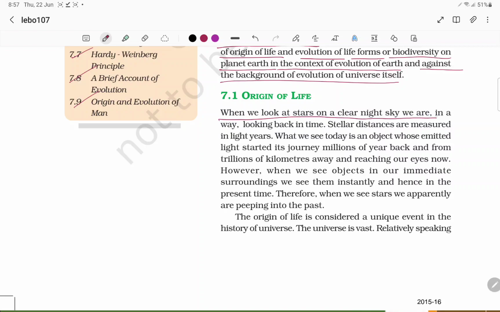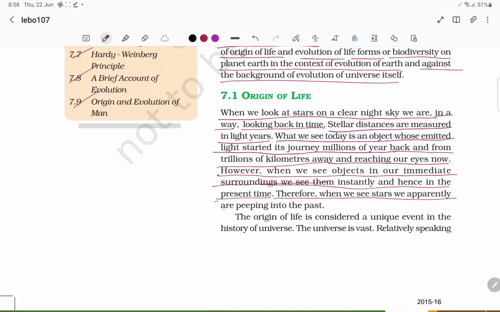When we look at stars on a clear night sky, we are in a way looking back in time, because the light that is coming to the earth has already started earlier from the stars. So that's why we are looking into the past. Stellar distances, meaning distance between the stars, is measured in light years. So what we see today is an object whose emitted light started its journey millions of years back and from trillions of kilometers away. Millions of years back itself, the light journey got started, and from trillions of kilometers it was traveling and reaching our eyes now. However, when we see objects in our immediate surroundings, we see them instantly and hence in present time. Therefore, when we see stars, we apparently are peeking into the past.